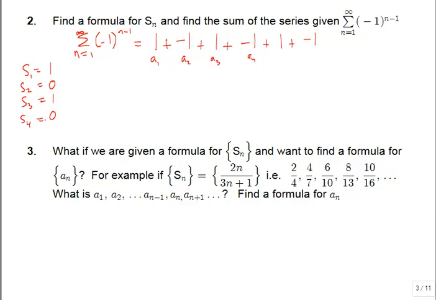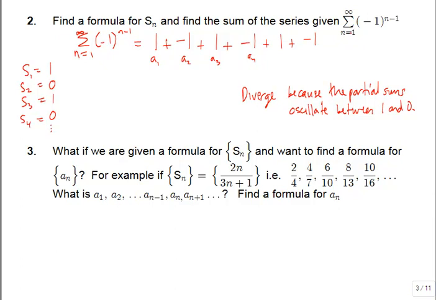Now, based just on that fact and the fact that this is going to continue, do you think that these partial sums are going to converge? No, this is going to have to diverge because the partial sums alternate, or oscillate, between 1 and 0. Okay, so these can't converge. So that means this sum does not converge. So this is going to be a divergent sum.